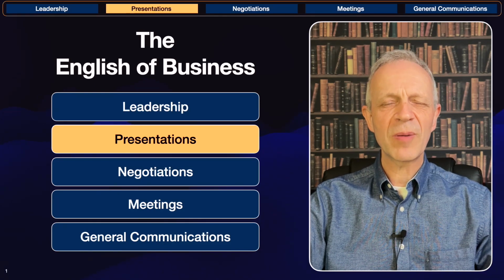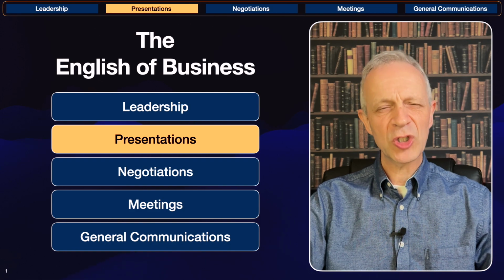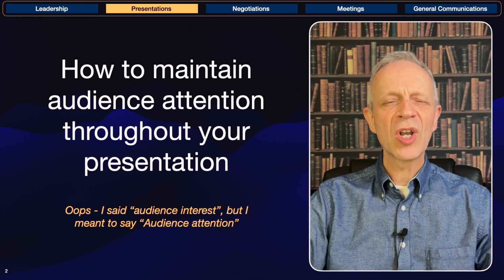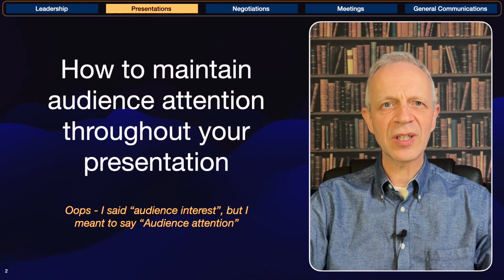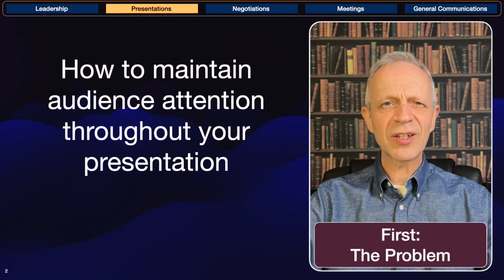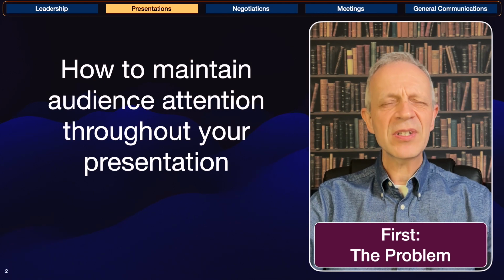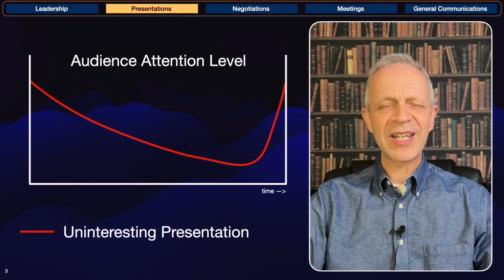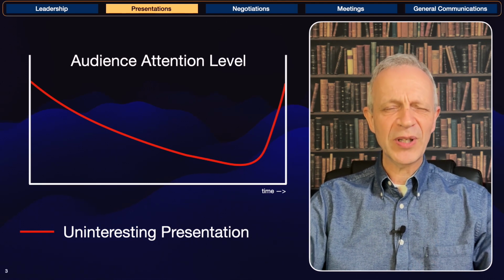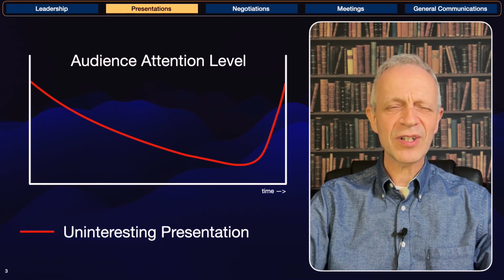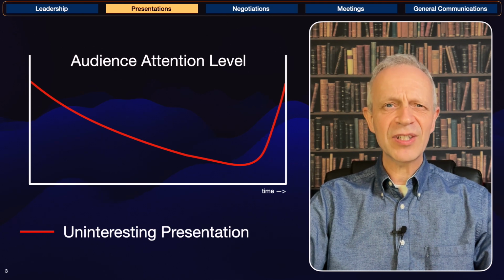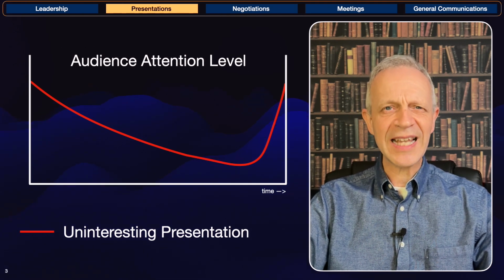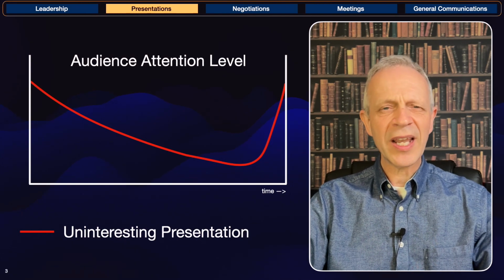Today we're going to talk about presentation skills with a particular focus on how to maintain audience interest throughout the whole presentation. But first of all, let's take a look at what the problem is. Now, this is a typical uninteresting presentation audience attention level chart. At the beginning of the presentation, the attention level is quite high, and at the end of the presentation, the attention level is also quite high, but you can see how it dips in the middle. Now, we don't like that.